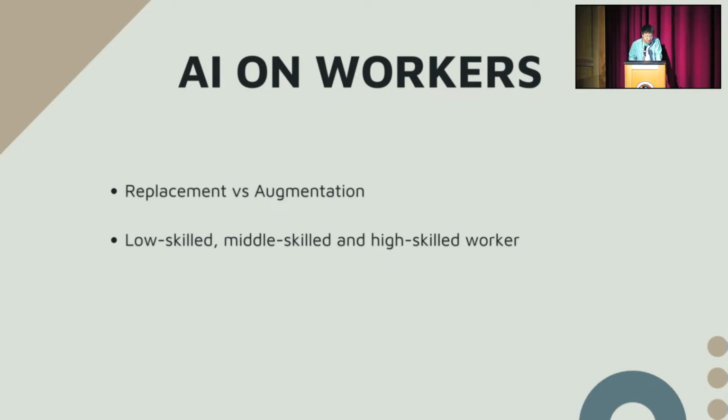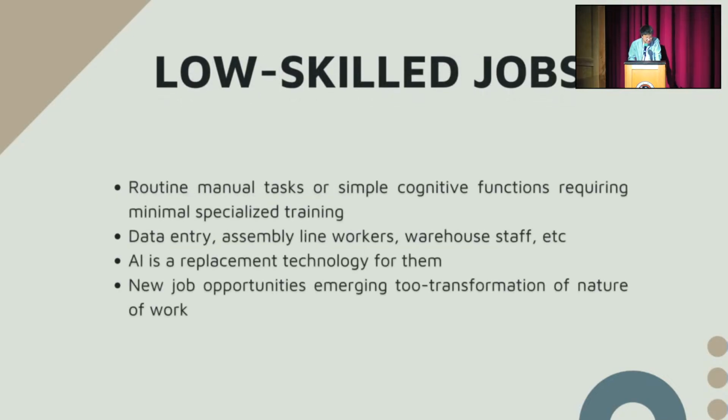To better understand this, I'm dividing all the workers into three categories: low-skilled, middle-skilled, and high-skilled. Low-skilled workers generally involve routine manual tasks or simple cognitive functions, requiring minimal specialized training. These include positions like data entry, assembly line workers, warehouse staff, and basic customer service roles. For these workers, AI is a replacement technology, and it is built for automating predictable tasks.